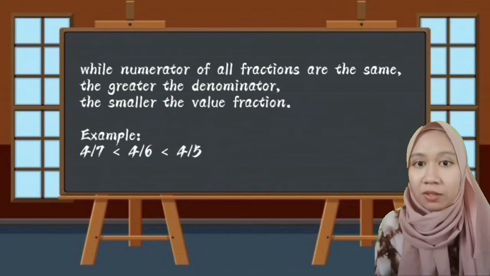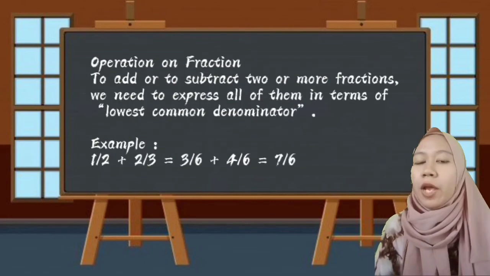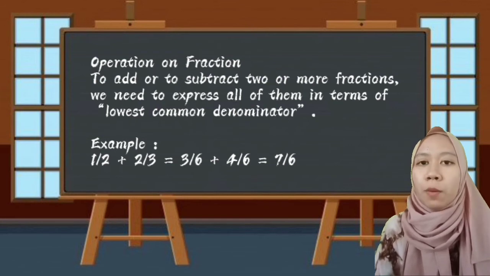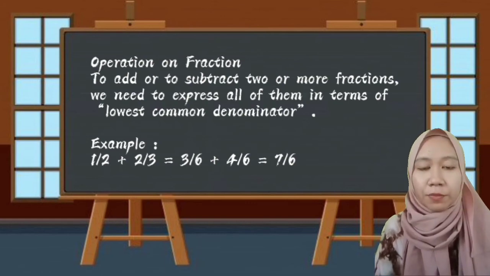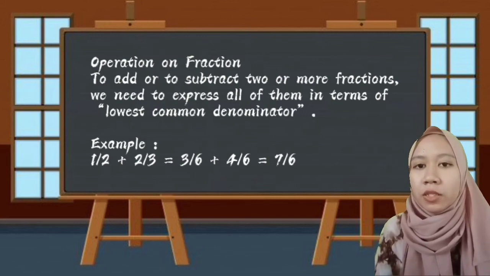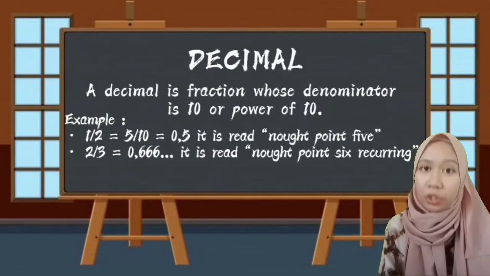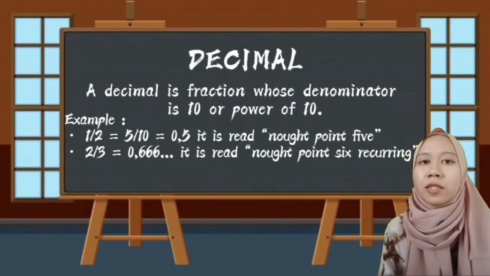smallest denominator. Next is operation of fractions. To add or to subtract two or more fractions, we need to express all of them in terms of the lowest common denominator. Example, 1/2 plus 2/3 equals 3/6 plus 4/6 equals 7/6. Next is decimal. Another way to write a fraction is a decimal.